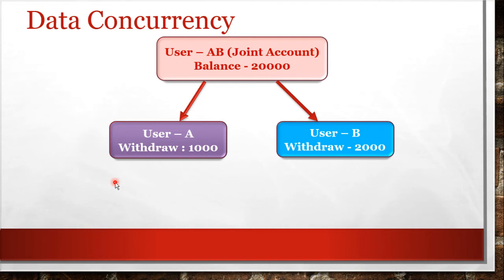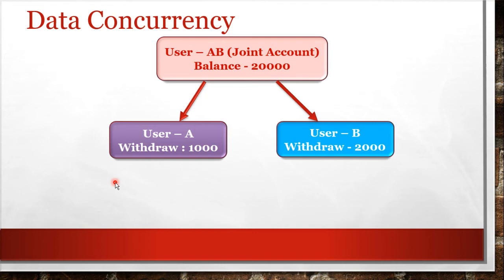But after the transaction, what should happen? Either user A's transaction should execute first or user B's transaction should execute first. If user A's transaction is executed first, then the balance viewed by user B should be 19,000.